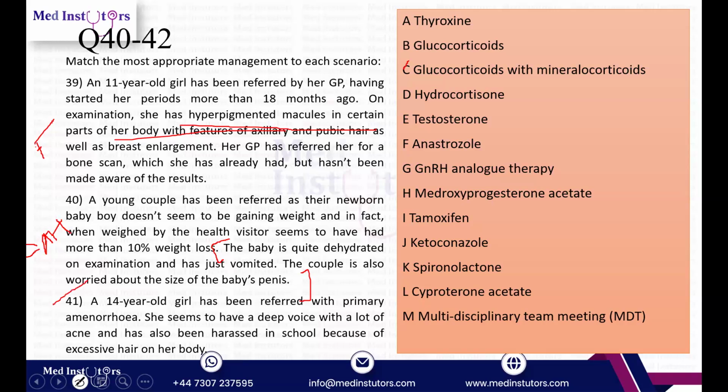Last question, number 41: a 14-year-old girl, referred for primary amenorrhea. Deep voice with a lot of acne, and has been harassed in school because of excessive hair on body.